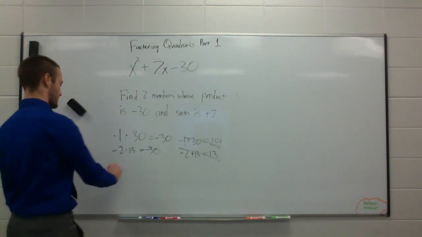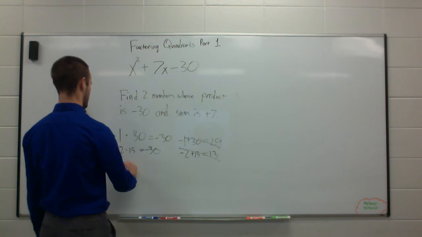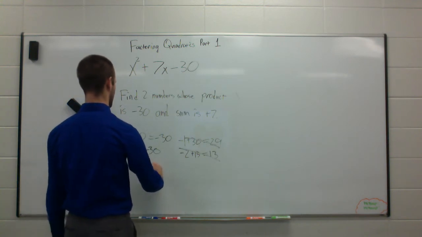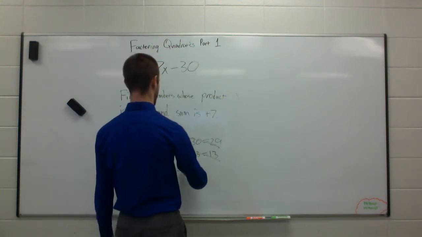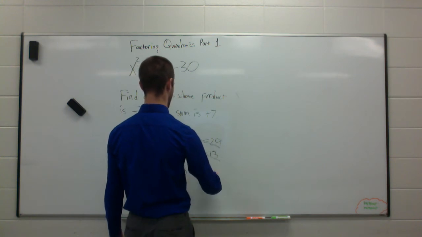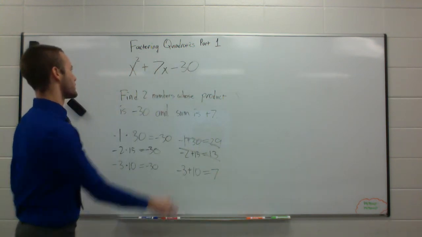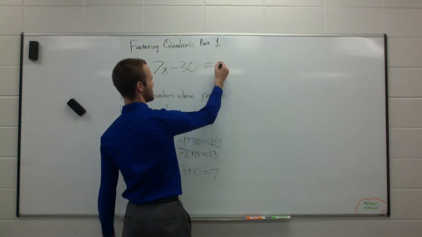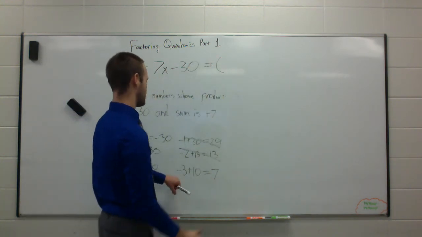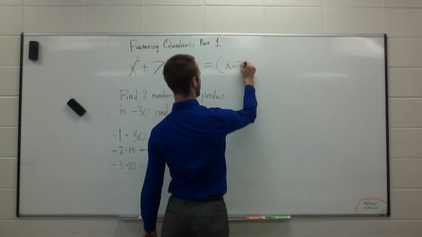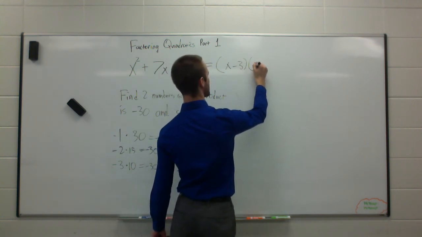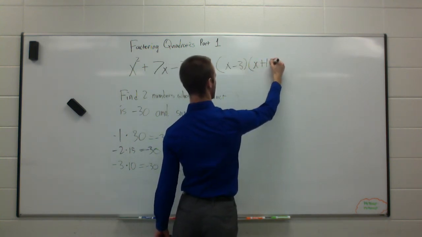We can have 3 and 10. Negative 3 times positive 10, that's negative 30. And negative 3 plus 10 is positive 7. And we found our pair. So this is going to factor into x minus 3 and x plus 10, right?